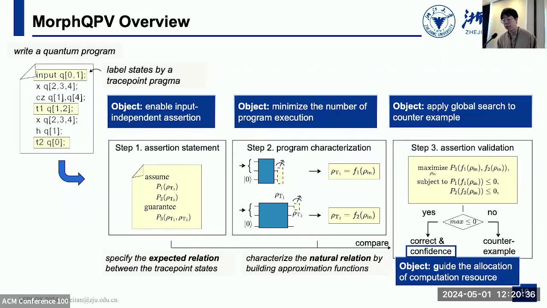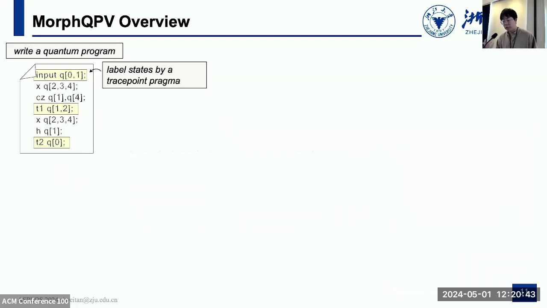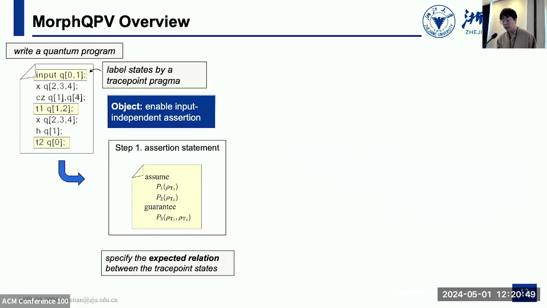To address these limitations, we propose MorphQPV, and here is its overview. When we write the program, we first pre-label states at runtime using a trace point pragma. And in the verification, we describe the expected relation between states by assertions. Our assertions follow an assume-guarantee primitive to enable input-dependent validation. And our assertions validate the predicates on a classical computer to maximize expressiveness.